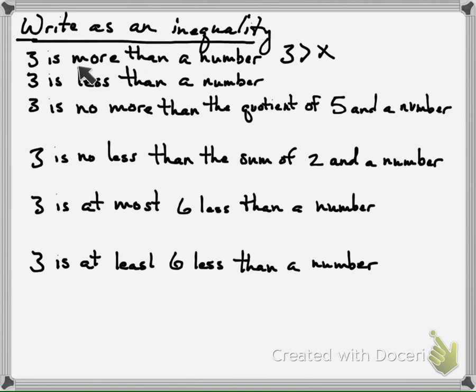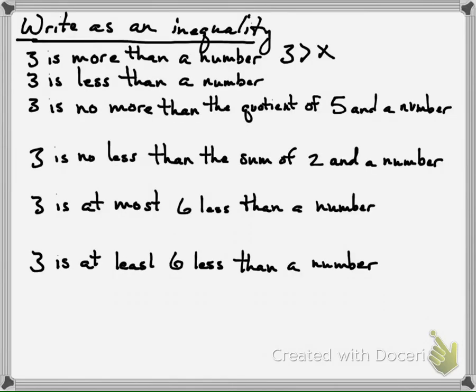But is more, remember before, we would say is is the equal sign. We put an equal sign for an is. But now if it's is more, that's something that tells us, okay, you're going to have a greater than sign. Same way, is less than, so that's going to be 3 is less than a number. So very similar problems there. Let's get into some trickier stuff.